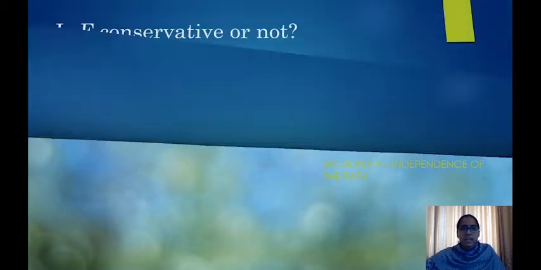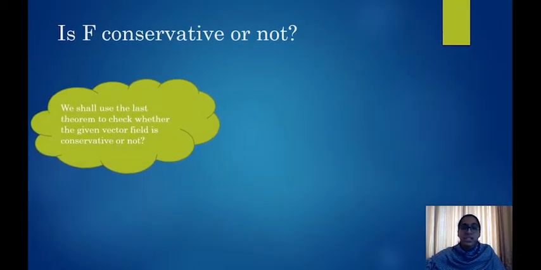With the last lecture, we had completed the theorems of this section 9.9, independence of the path. So, in this lecture, we are going to start doing the problems using the theorems that we have discussed so far. Let us just recall the theorem that we had done, and let's see, is f conservative or not?